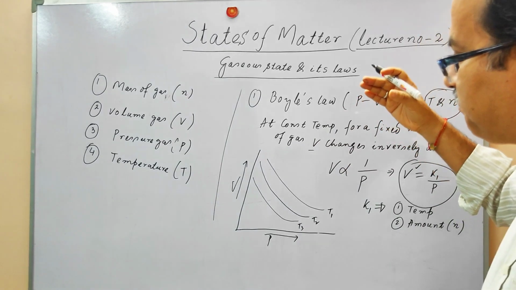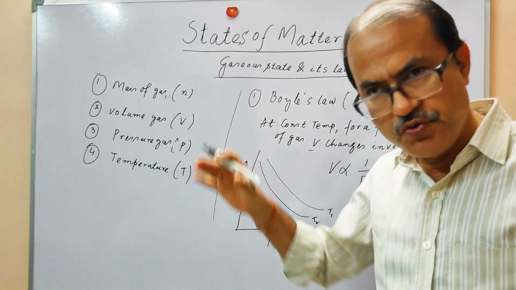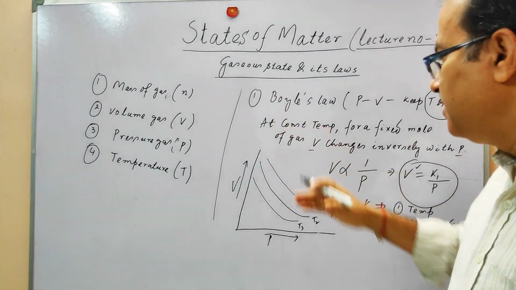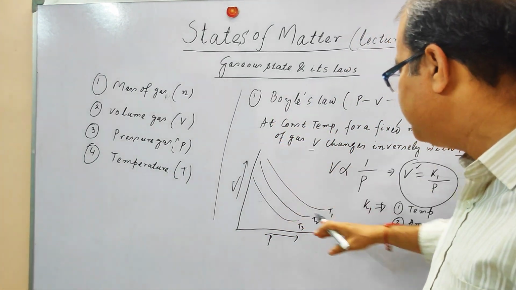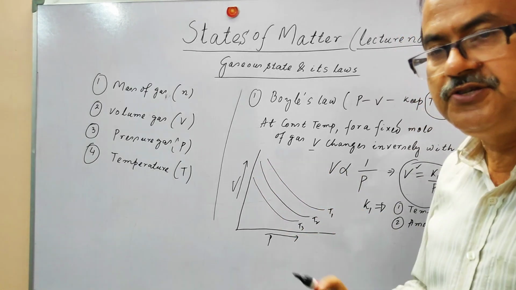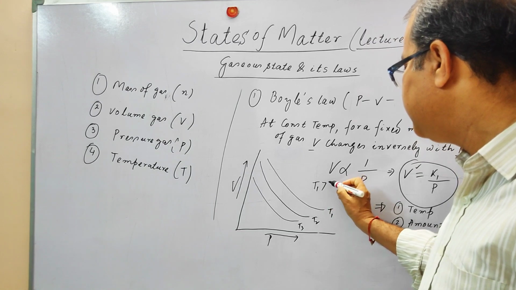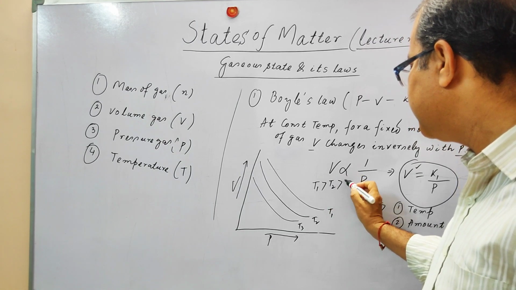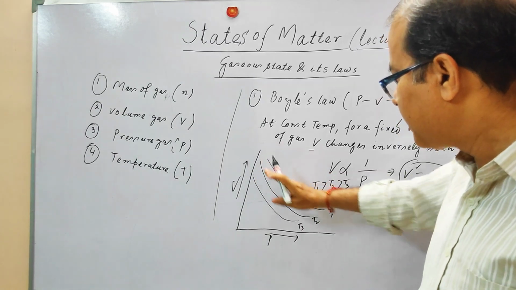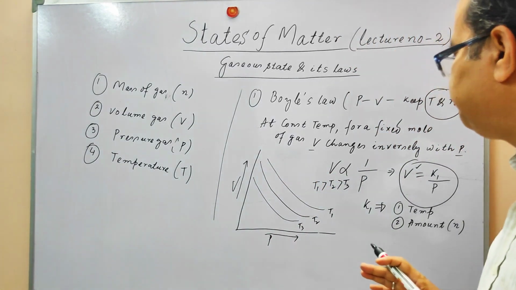So when the pressure is reduced, then the volume will increase. This is the relationship, and it is reflected here at the different temperatures. You can see here T1 is greater than T2, T2 is greater than T3. The higher curve corresponds to the higher temperature.